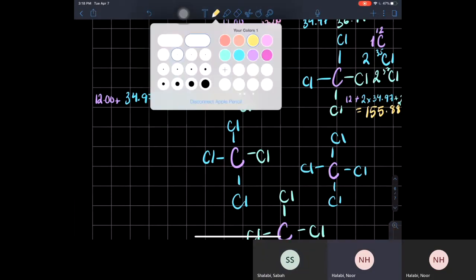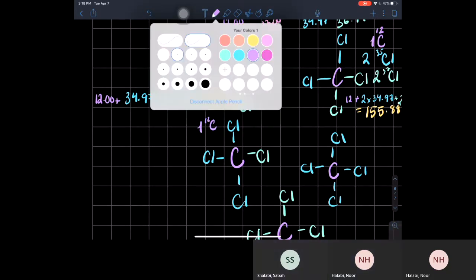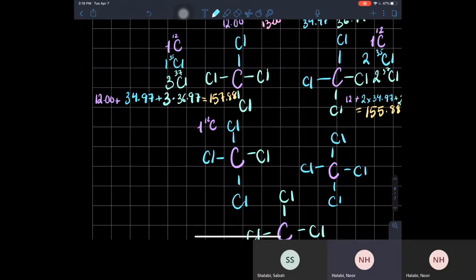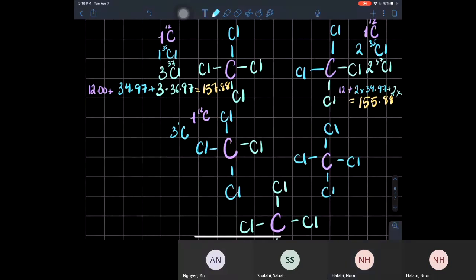Okay, now for this one, we have a C12. We have, wait, actually I wasted the blue. So it's gonna be 3, I mean not 3 Cl35, because the blue ones. Okay.